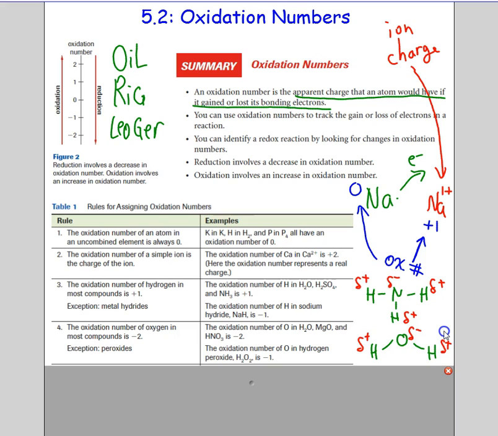Now again here, just to help you understand this idea of this apparent charge. Hydrogen peroxide is H2O2. So its Lewis structure would look like this. And I'm going to draw these just to reinforce this idea of the apparent charge. Here, oxygen is more electronegative than hydrogen, and so it's delta negative relative to hydrogen.